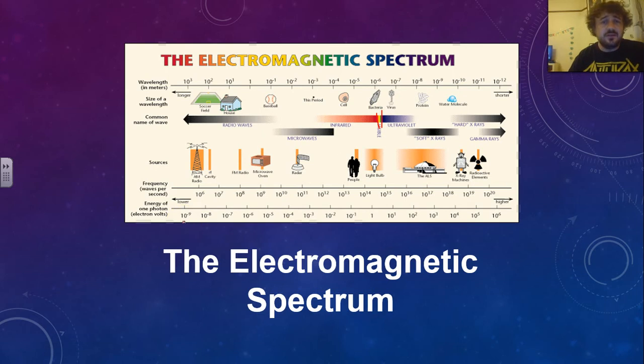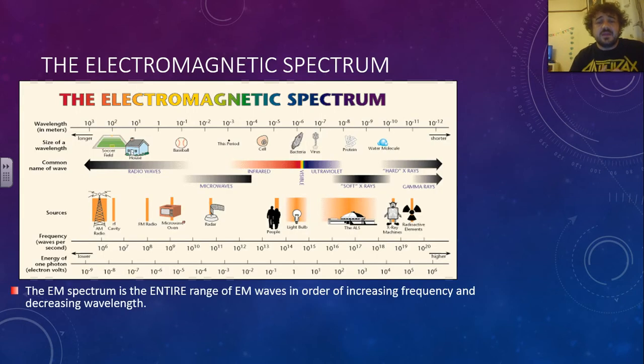Alright nerds, so we're going to talk about the electromagnetic spectrum and what it is. Basically, the electromagnetic spectrum is the entire range of electromagnetic waves, and that's light. Whether it's radio waves, which is one type of light we can't see, or visible waves, which is a type of light we can see.